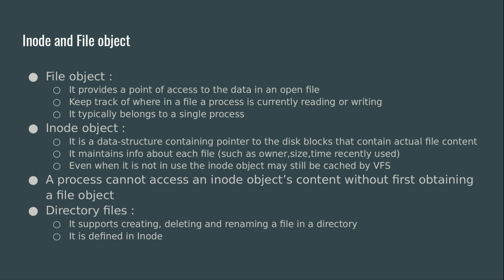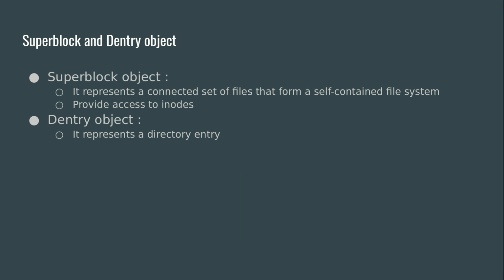And we have another type of file, that is the directory file. It supports creating, deleting, and renaming a file in a directory. So it is defined in an inode because it is not necessary to open a file to create, delete, or rename it, right? Next is the superblock object and entry object.